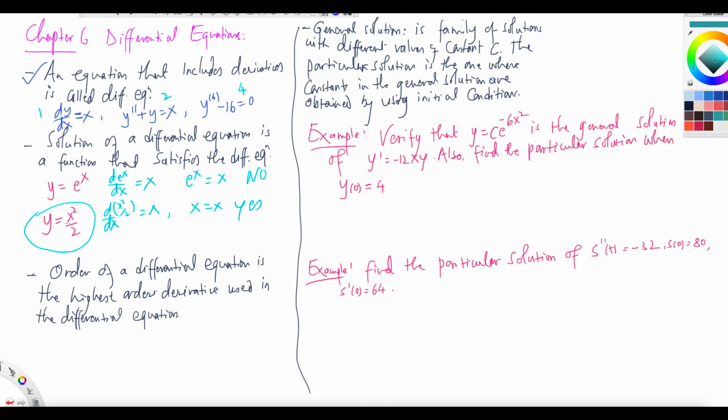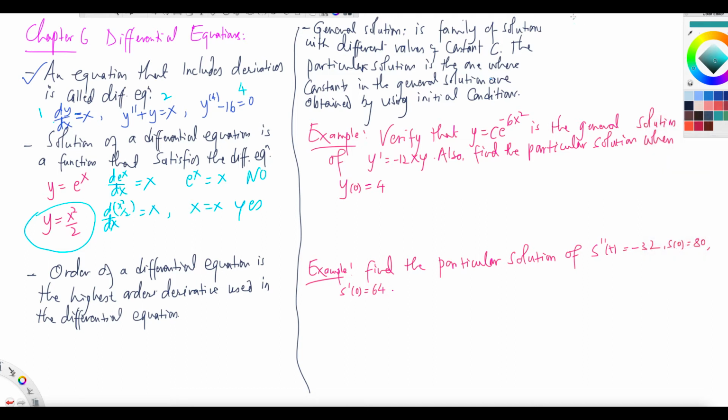Now if you write y equals some constant like c x squared over 2, then that type of solution, if that satisfies the equation, is called the general solution. For example, let us see that.